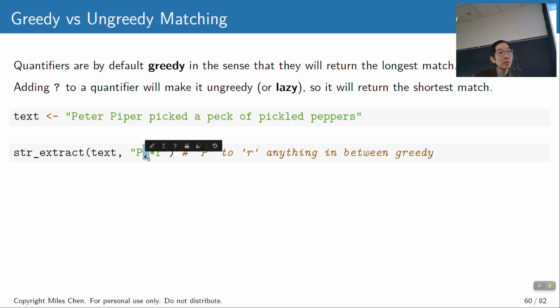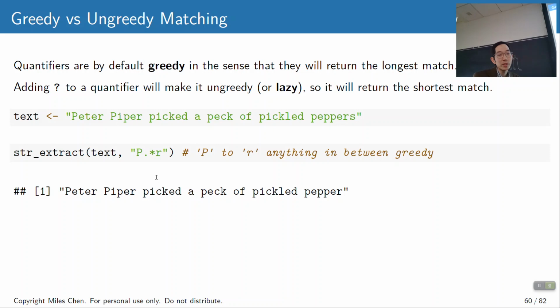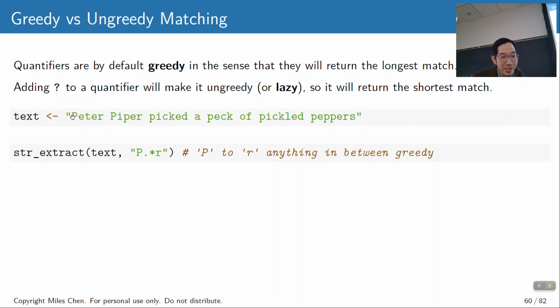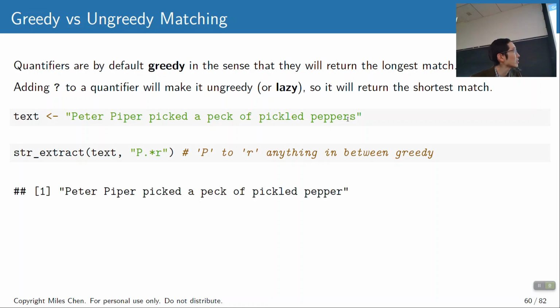Yes, okay? The wildcard matches spaces. So it is going to search for a capital P to capital P to R, and what it matches is the capital P in Peter all the way to the R in peppers. Okay, and when we say extract this, it basically gets almost everything except for the S. So it matches this entire thing: Peter Piper picked a peck of pickled pepper. Okay, and it matches from the capital P all the way to the R. This dot star matches everything there.